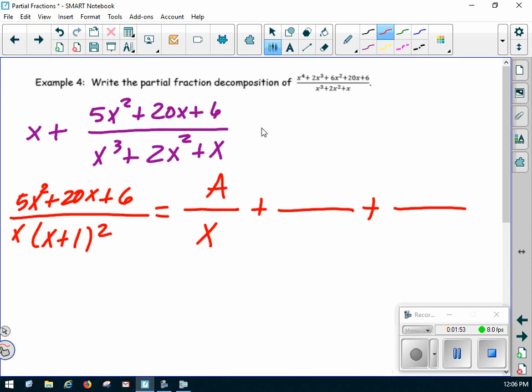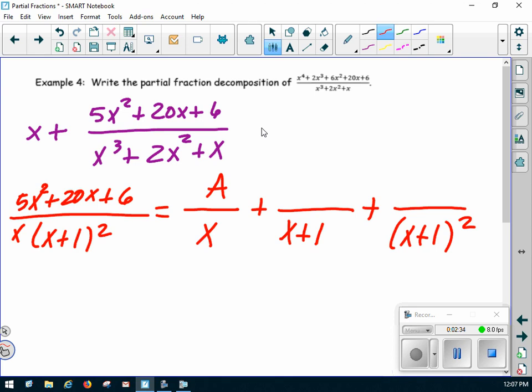Now, I don't remember how much we talked about this. Do you remember how to set up the other two denominators? Vaguely, okay. You got it almost. Notice that you've got a linear factor raised to a power, right? X plus 1 is linear. So I'm going to have to do x plus 1, and then I'm going to have to do x plus 1 quantity squared. If that had been an x plus 1 quantity cubed, we'd have had an x plus 1, an x plus 1 quantity squared, and an x plus 1 quantity cubed.